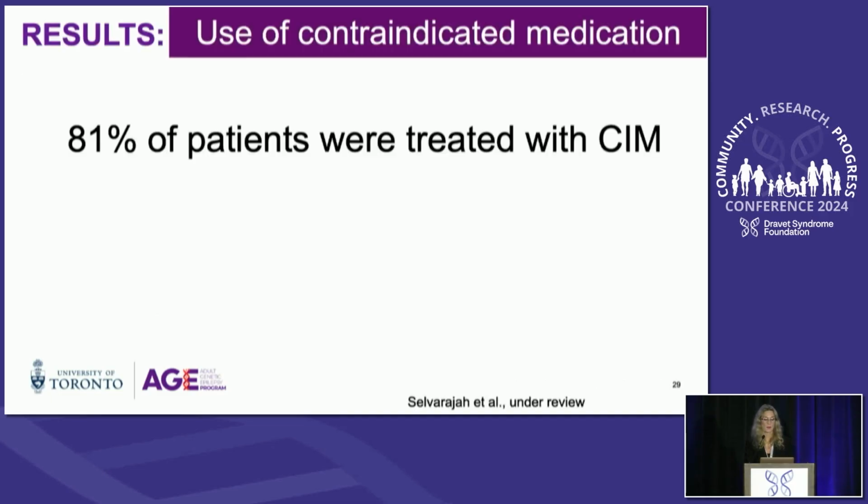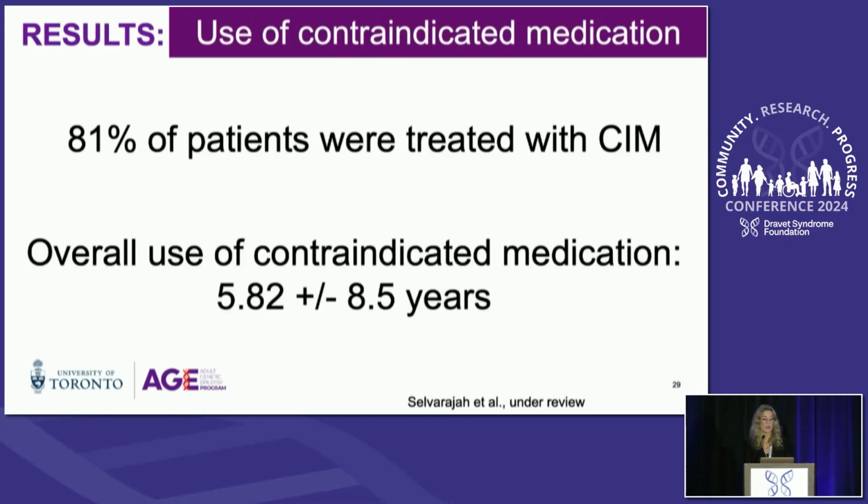As I mentioned, this older population took much longer to get the proper diagnosis, so they were exposed to CIM, contraindicated medications, for a much longer period of time. So 81% of them were exposed, on average 5 to 13, sometimes 15 years.